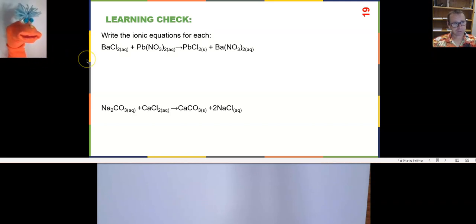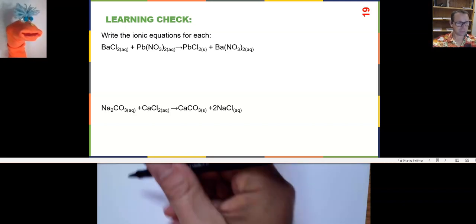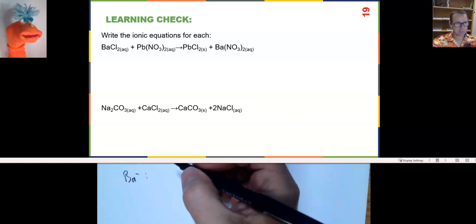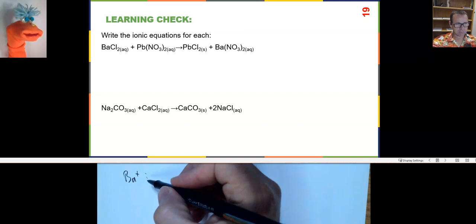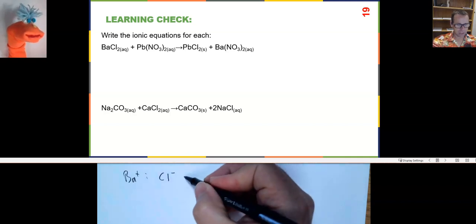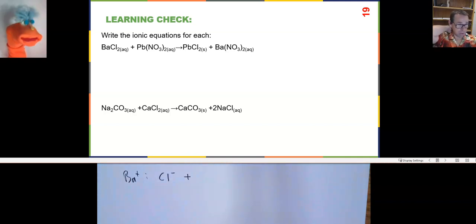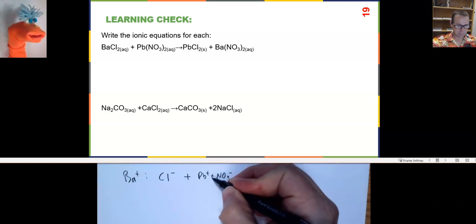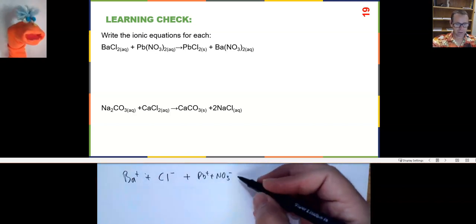All right, Fred, did you get it? Yeah, I think I got a barium ion plus chloride ions plus lead ion plus nitrate ions on the left, and then lead chlorides together, barium and nitrate on the ends. Okay, let me see. Is this what you mean? Barium ion, what's the barium ion? Positive charge. Positive charge like that? Yeah. Chloride ion? Yeah, minus charge. Okay. And then what? Lead ion, positive charge. Nitrate ion, negative charge. Like that? Yeah.